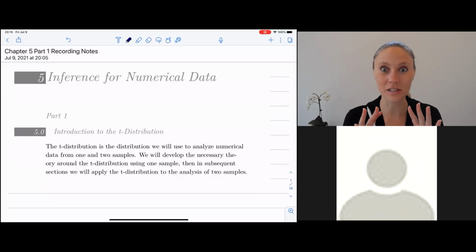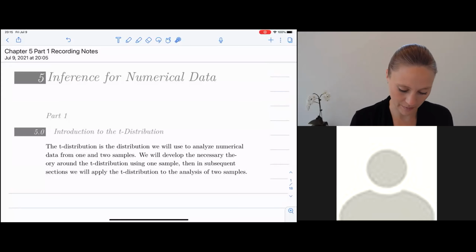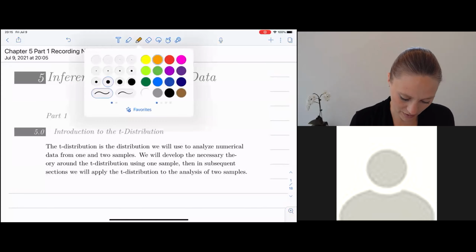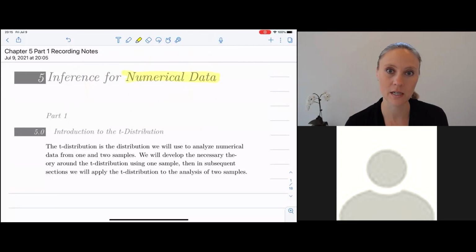Okay, finally in chapter 5. So chapter 5 is going to cover the most common inference that we can do for numerical data. So it's important that we realize that we're talking about numerical data, right? Because then we can look at the histogram and figure out the distribution, and usually we're going to analyze the mean, right?